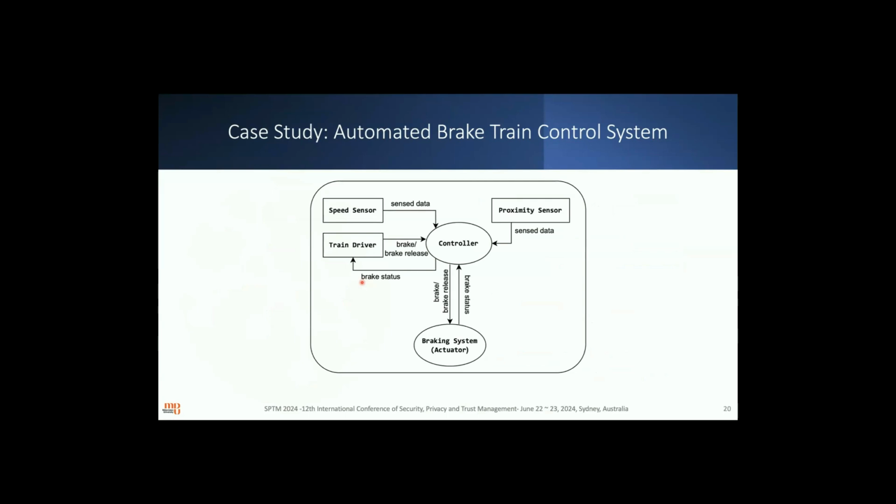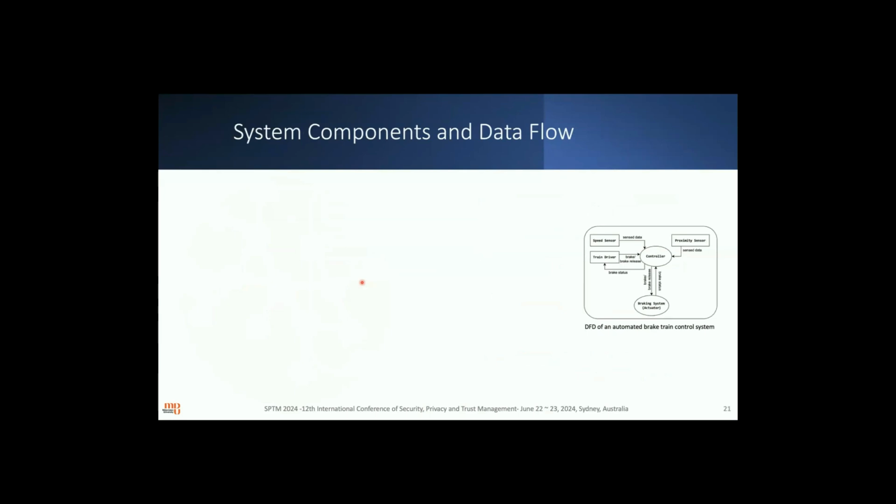This is a DFD for this system, and these are the system components and data flow of the automated brake train control system. The controller is like the brain of our system in the DFD diagram. It's the main hub that coordinates everything. It gets input from sensors, the train driver, and external sources, crunches the data, and then sends out commands to the actuator. It also keeps the train driver updated on the brake status.